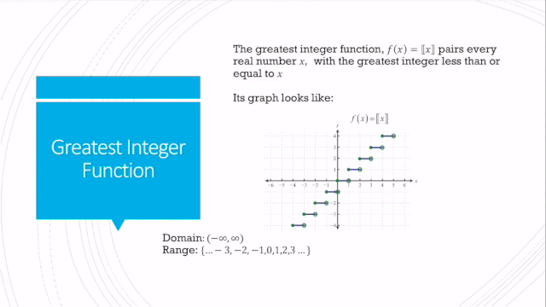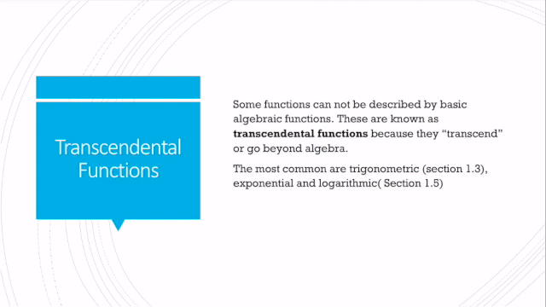Here's what the greatest integer function looks like. Again, it's pairing every number with the integer one lower to it. Its range is each integer on its own, which is kind of neat, but the domain is all real numbers.